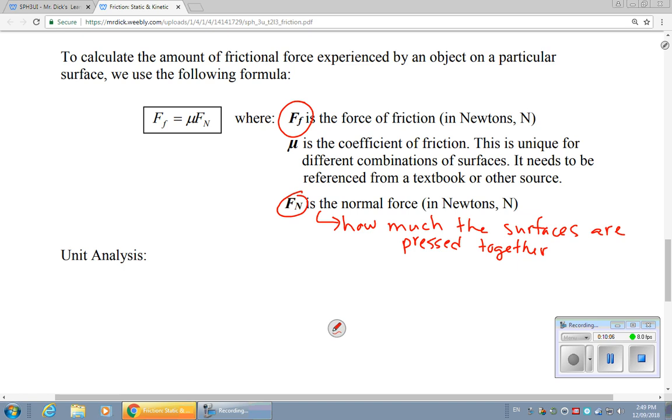But it's also going to depend on what the surfaces are. So obviously, pressing down really hard with your foot on concrete is very different than pressing down very hard with your foot on ice. And so the relationship between the two different materials is all condensed into one special value called the coefficient of friction.